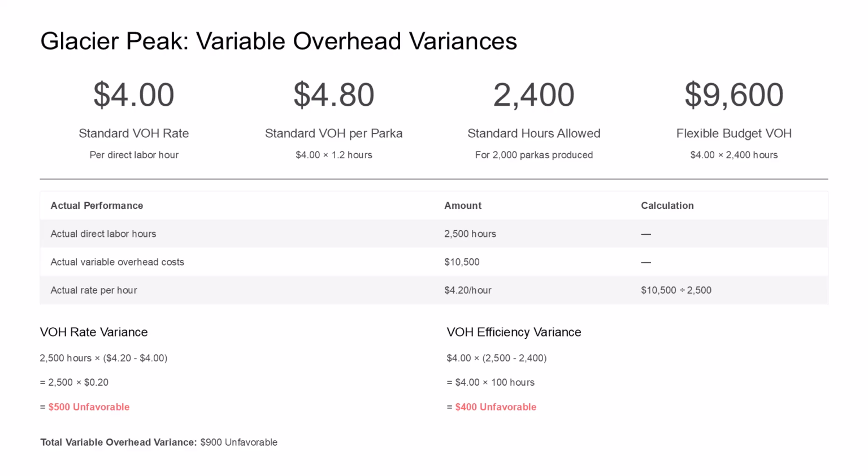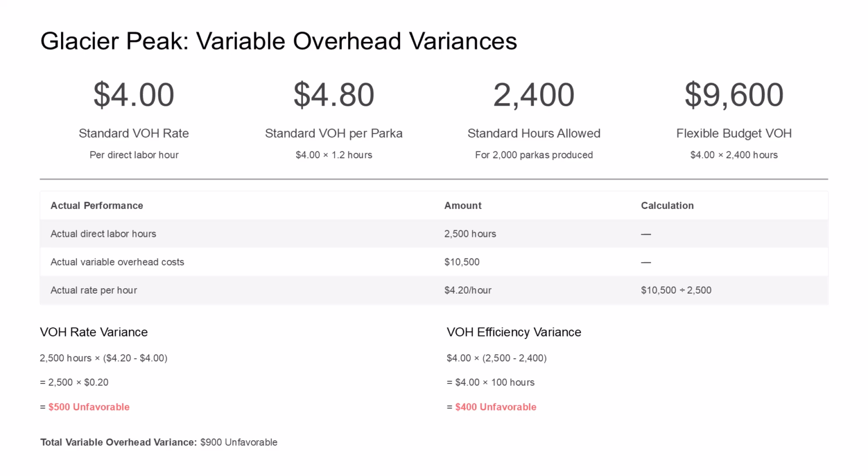Notice something. The efficiency variance for overhead is driven by the same excess labor hours that created the labor efficiency variance. That's not a coincidence. When labor is inefficient, variable overhead follows because it's allocated based on labor hours. That connection reveals how inefficiencies cascade.